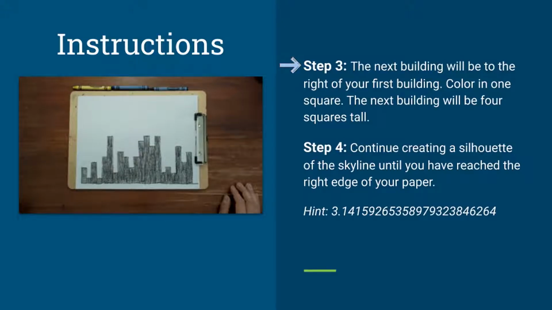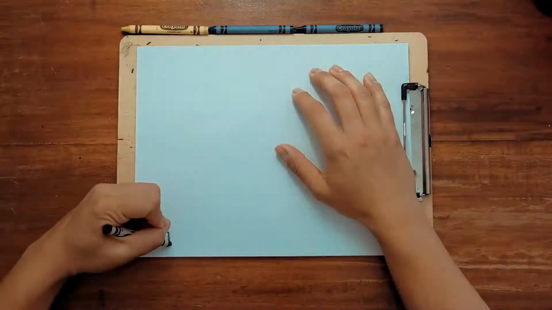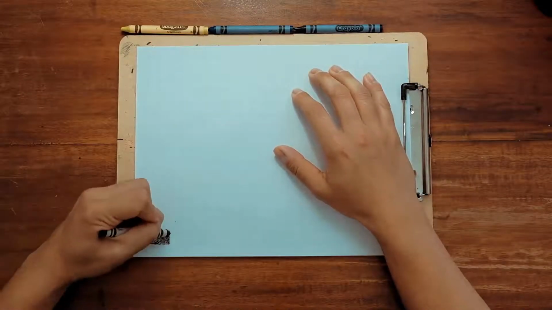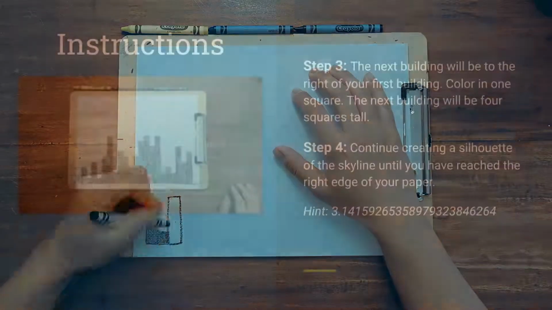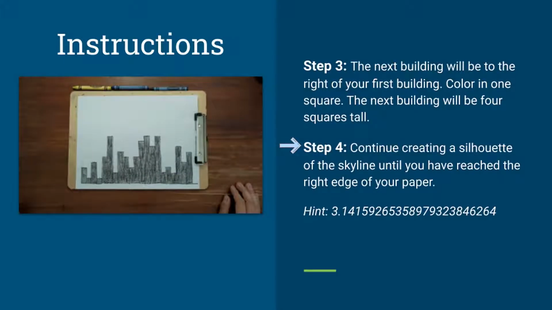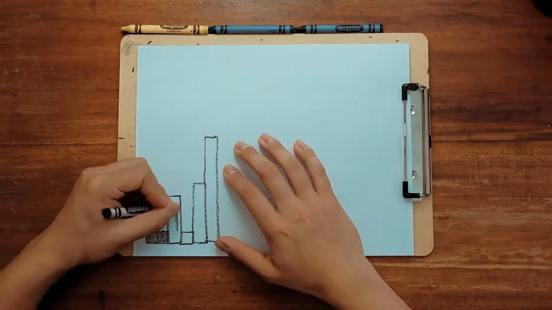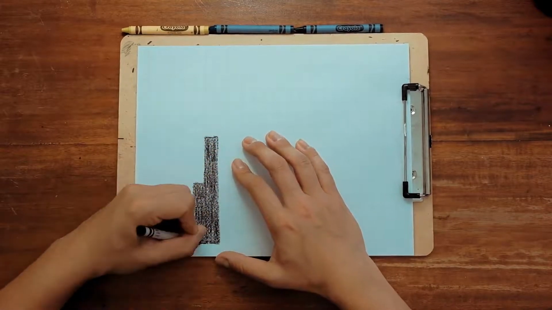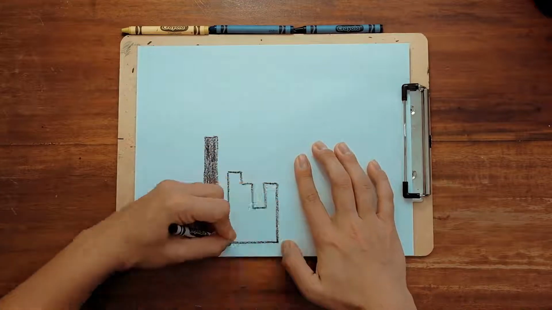Step 3. The next building will be to the right of your first building. Color in 1 square. Then the next building after that will be 4 squares tall. Step 4. Continue creating a silhouette of the skyline until you have reached the right edge of your paper. And if you need a little hint about what number comes next, we've provided a lot of pi digits for you on the PowerPoint slide.